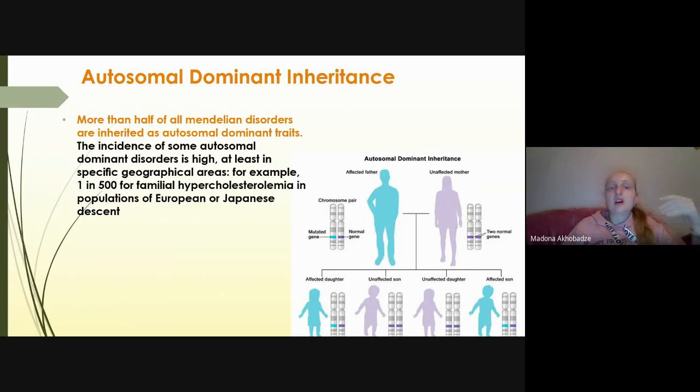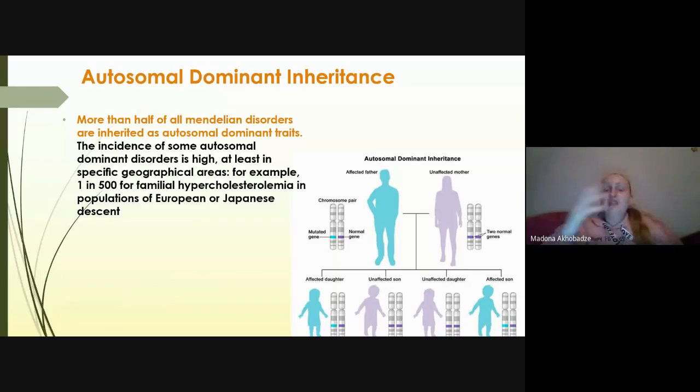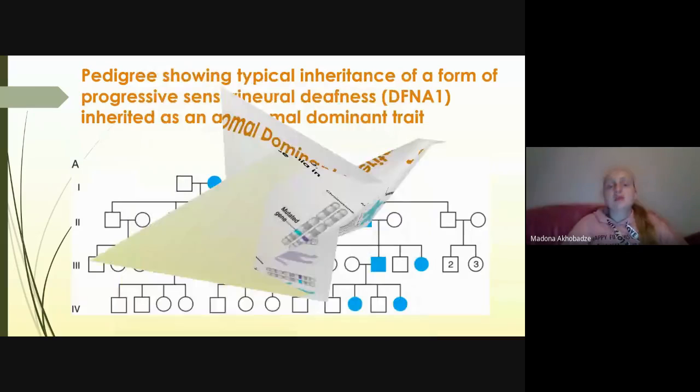We said that more than half of all of the Mendelian disorders are inherited as autosomal dominant traits. It means one mutant allele is enough for the disease to be expressed in the offspring, and 50% are the affected individuals, and 50% are unaffected. They're equally distributed within the females and the males as well.